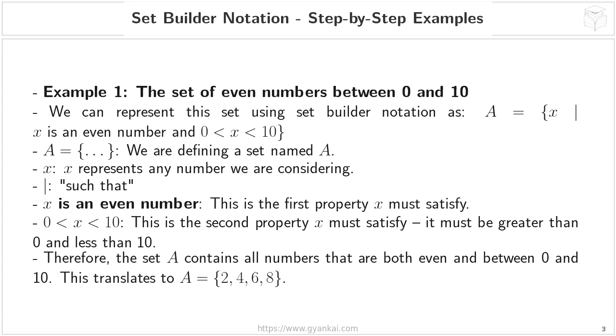Putting it all together, this set builder notation reads as: the set A contains all x such that x is an even number and x is between 0 and 10. If we were to list out all the elements that satisfy both of those conditions, we'd get 2, 4, 6, and 8. So, A equals the set containing 2, 4, 6, and 8.